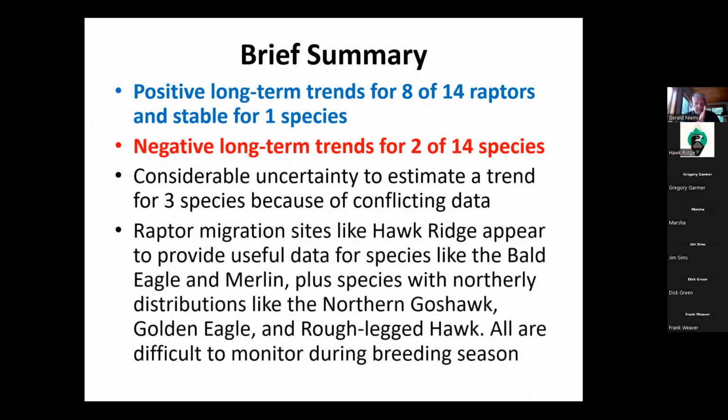So my big summary: raptor migration sites at Hawk Ridge appear to provide useful data for species like the bald eagle and merlin, plus species with northerly distributions like the northern goshawk, golden eagle, and rough-legged hawk. All of these species are difficult to monitor during the breeding season, so migration counts are really very important. And it's good to see that there's a lot of consistency between the counts we get at Hawk Ridge and those counts done at a national level.